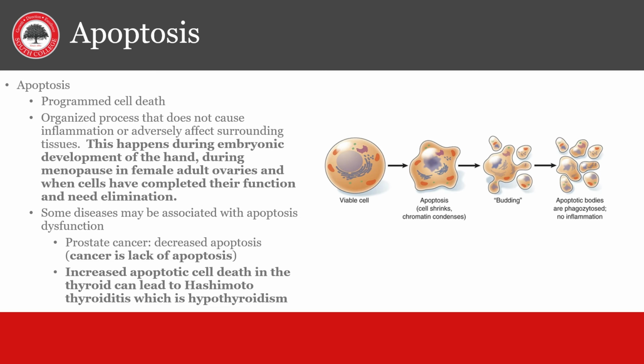This method is also used when getting rid of tissues we no longer need, like webbing between fingers during embryonic development and the loss of ovarian function in menopause. This process can be diseased if we lose the ability of apoptosis, resulting in cancers like prostate cancer or breast cancer. It can also cause damage to tissues like the thyroid and hypothyroidism if the thyroid cells undergo apoptosis abnormally.